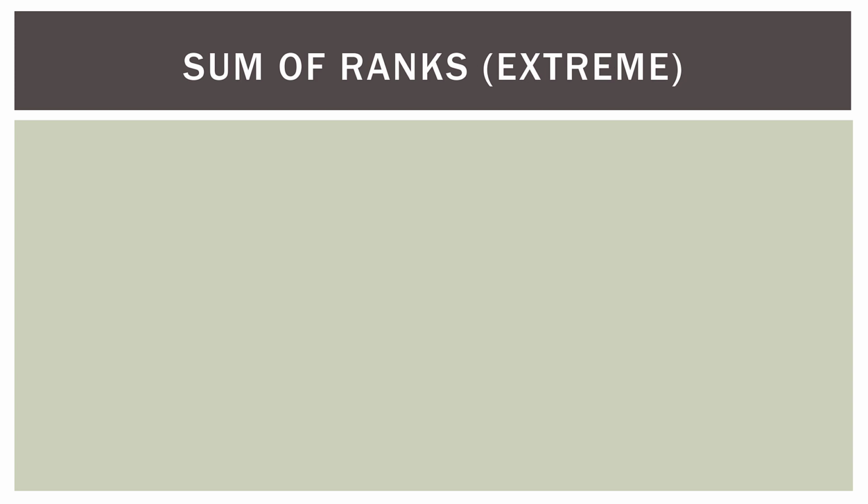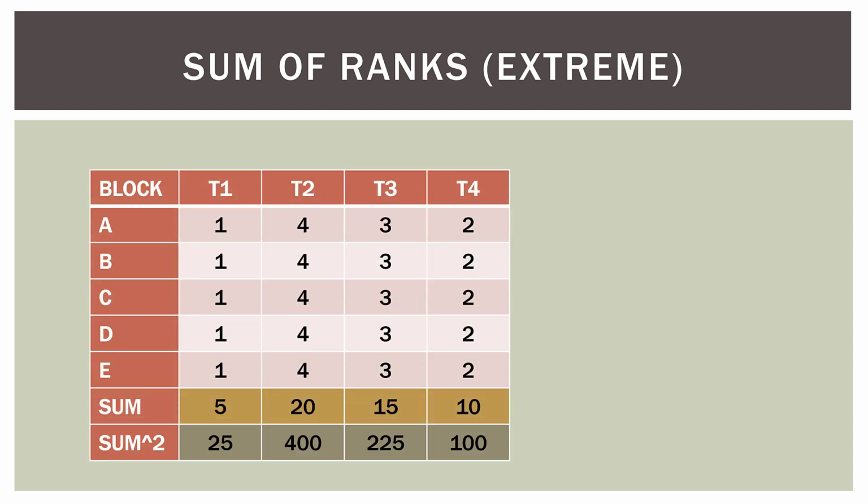So the next few slides are some visuals to help you understand how this calculation works and points out some interesting facts about the Friedman statistic so you can sort of know where the test is actually coming from. So here are some generic data. You can see that along the top we have our 4 treatments, T1, T2, T3, and T4. In the first column we have 5 blocks, A, B, C, D, and E.